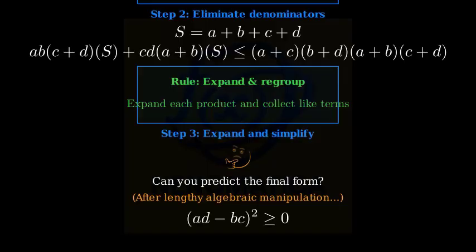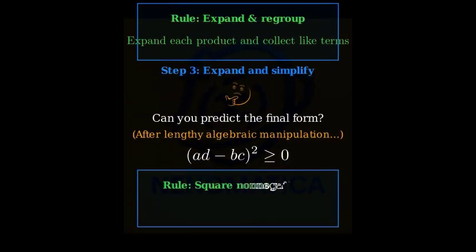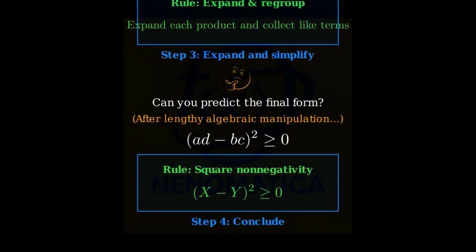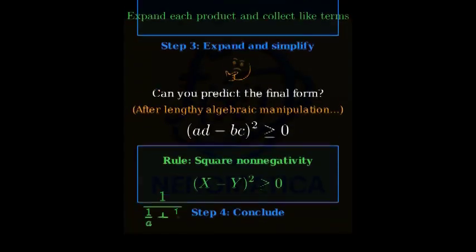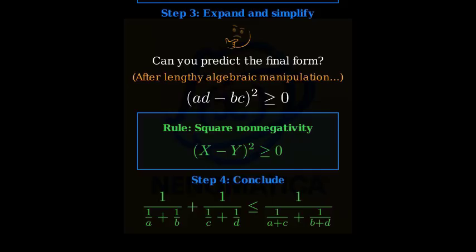Now, we've reached the final step. We know that any real number squared is always non-negative. Since ad minus bc, quantity squared, is always greater than or equal to 0, our inequality must be true. Therefore, we have proven that for any positive values of a, b, c, and d, the inequality 1 over the sum of 1 over a plus 1 over b, plus 1 over the sum of 1 over c plus 1 over d, is less than or equal to 1 over the sum of 1 over a plus c plus 1 over b plus d.